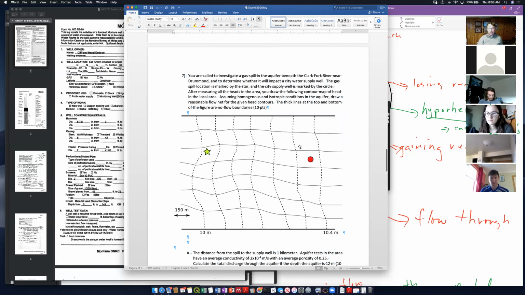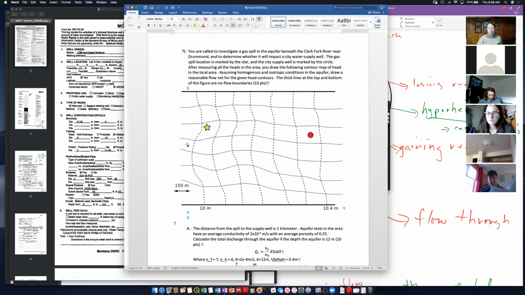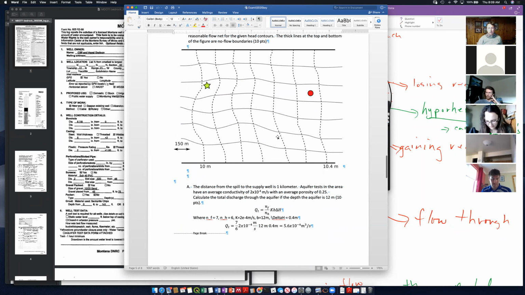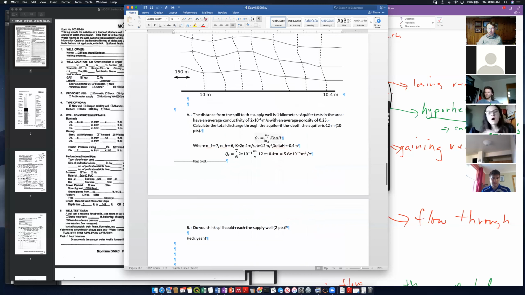All right, on 7, flow nets for the most part were okay. Some people got really crazy with no squares. And I took some points off if you were completely off on squares. I'm not expecting perfect squares, but I had several flow nets where it was very, very not square. To calculate flow through this aquifer, you should have used the flow net equation, this guy here.